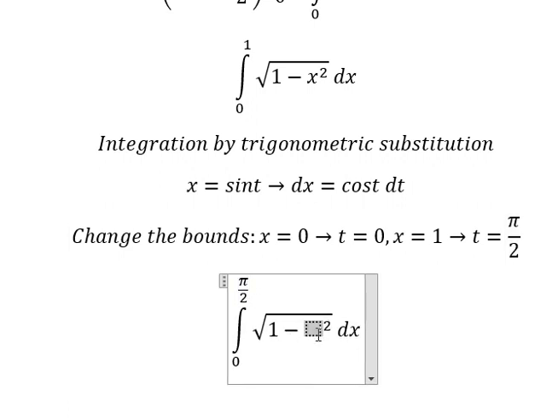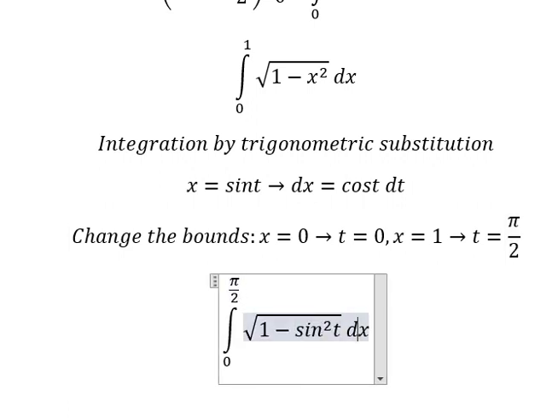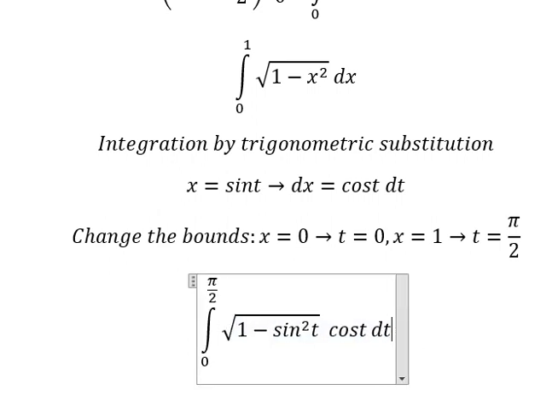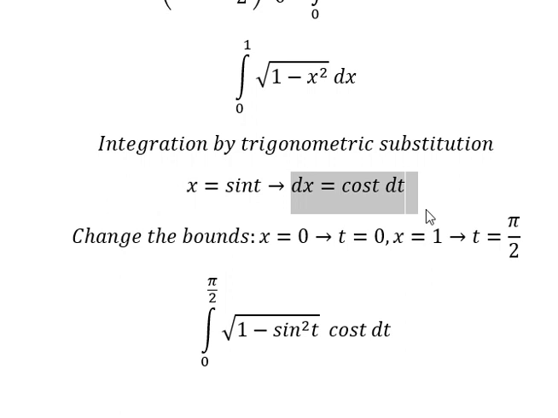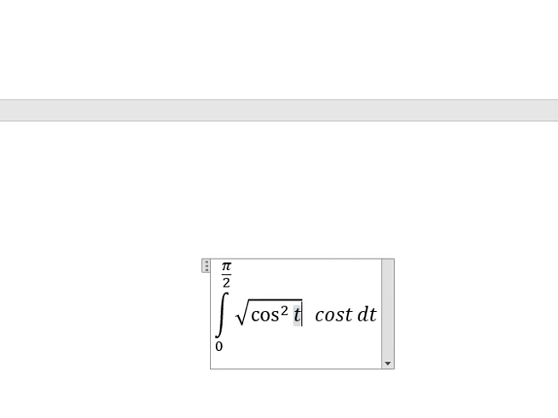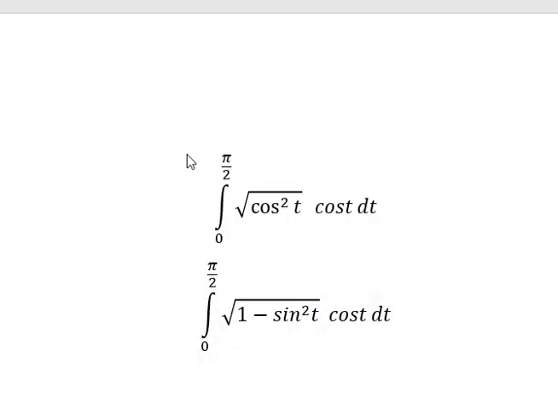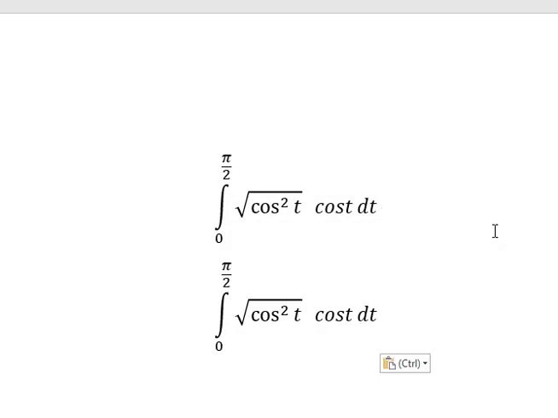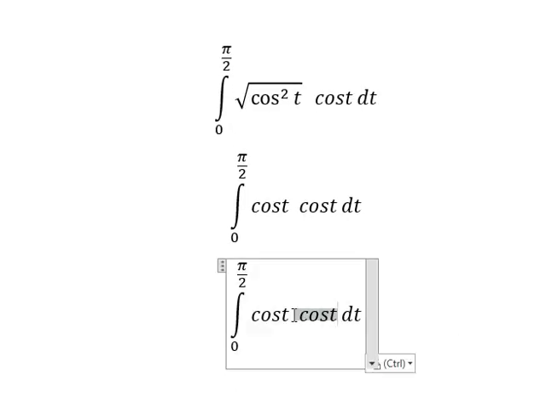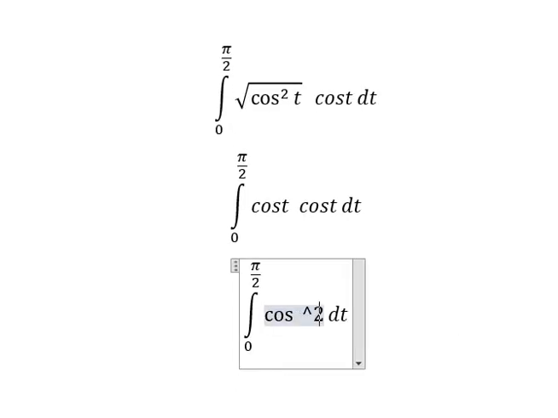x we change for sine t. dx we change for cosine t dt from here. So this one we have cosine t squared. The square root of this one, that is cosine t. So this one we have cosine t squared.